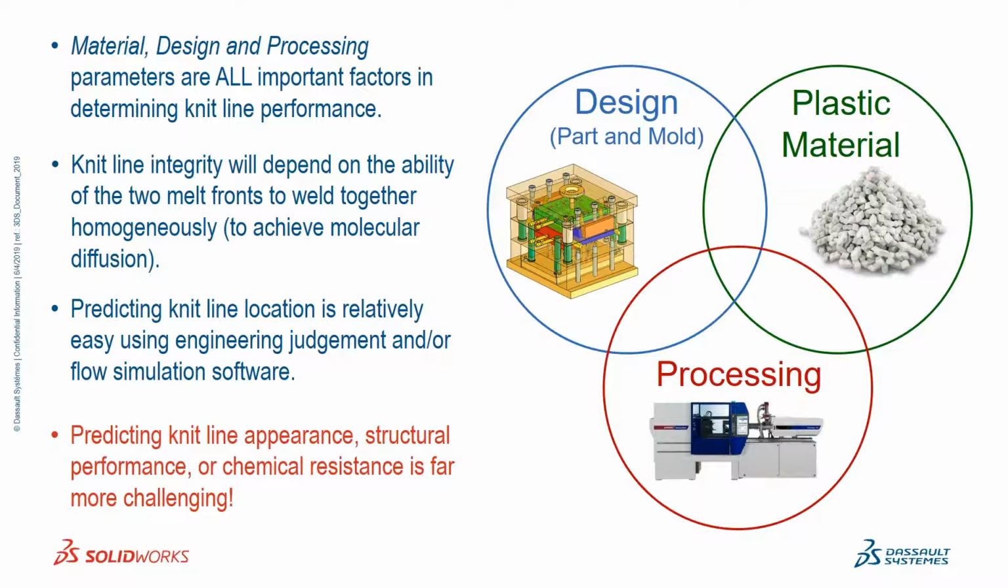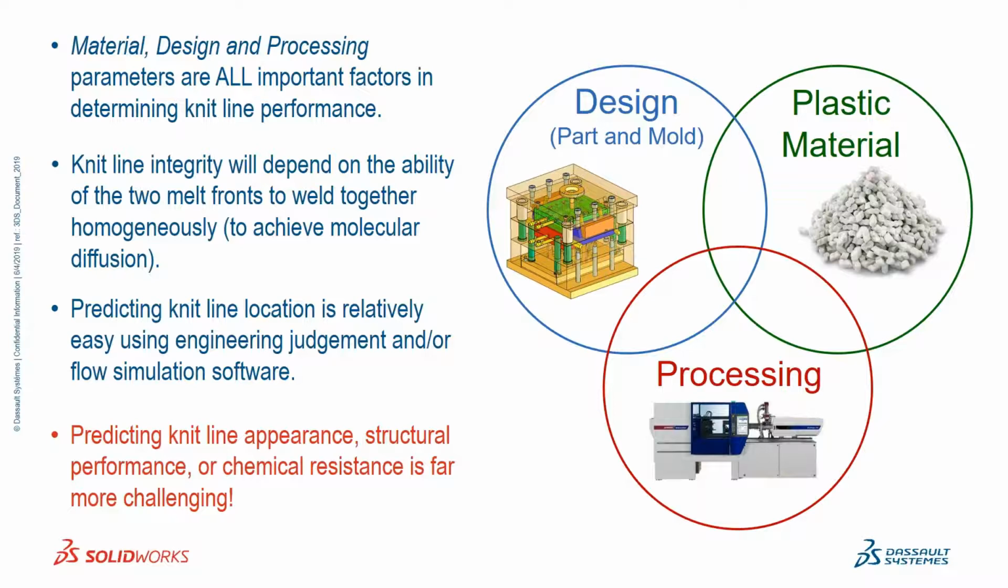Predicting the location of the weld line is always a concern to the designer, and that's generally relatively easy, either with just engineering judgment if it's a symmetrical part, or with simulation if it's a more complicated geometry. So simulation software is invaluable in helping indicate where the locations of the knit lines would be. But we're obviously also interested in what the knit line will look like, the structural integrity, and the chemical resistance.